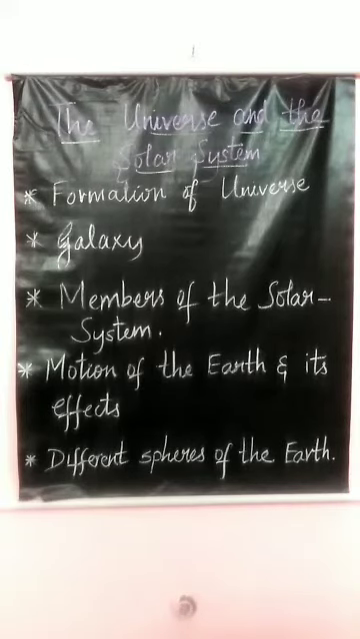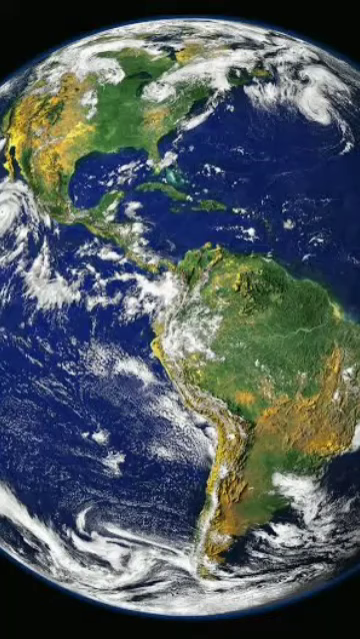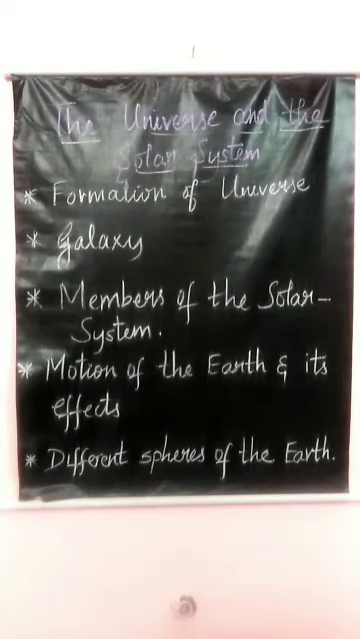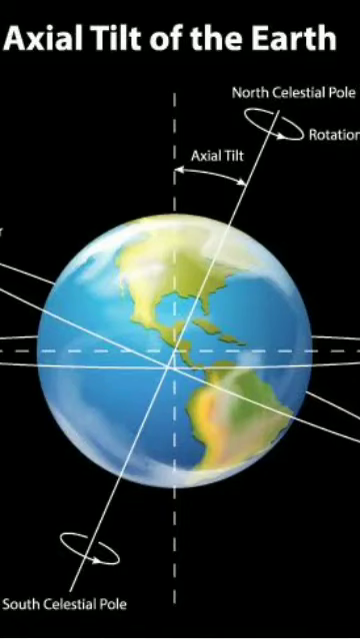Next, we are going to see about motions of the Earth. See children, to understand the motions of the Earth, it is better to be familiar with the shape of the Earth and inclination of the Earth. What is the shape of the Earth? The Earth is spherical in shape.